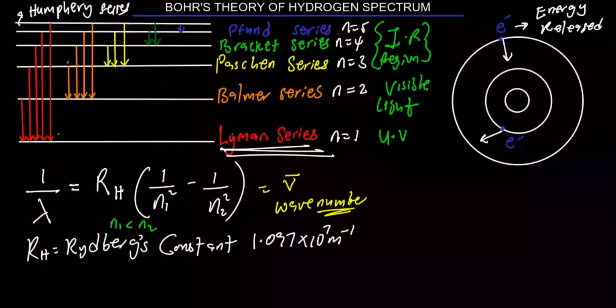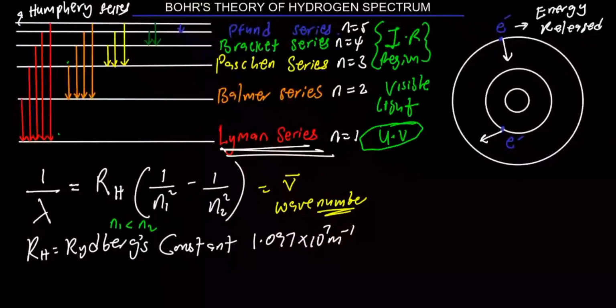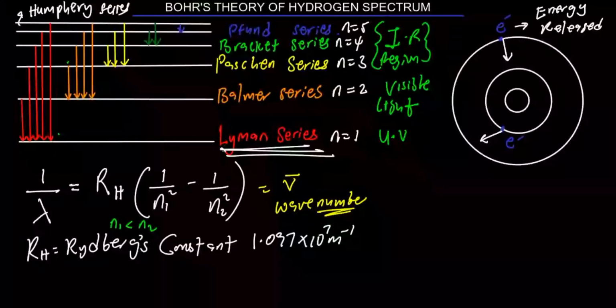So whenever you calculate and you have your n to be 1, take note that the electron is found in the ultraviolet region. And that is it. So this is how we calculate the wavelength of the lines, the spectral lines of hydrogen. So that's that about that.